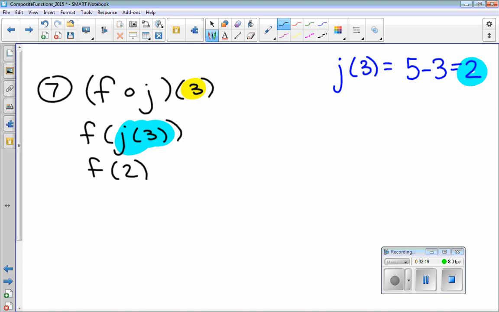Okay? So I'm going to plug in f. f was negative 3x plus 2. Hang on, don't jump ahead. Don't jump ahead quite yet. What goes inside those parentheses? The number 2.